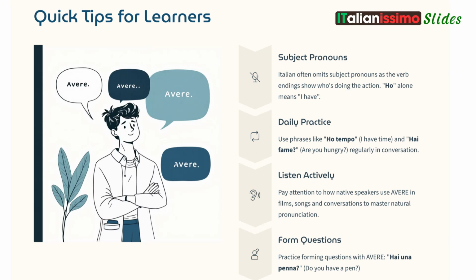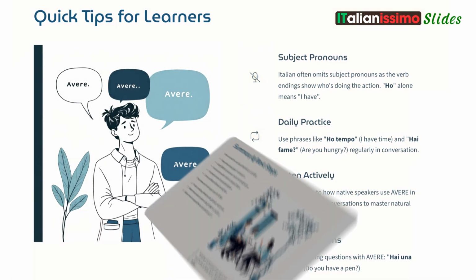Quick tips for learners. Subject pronouns. Italian often omits subject pronouns because verb endings show who's acting. Ho alone means I have. Daily practice. Use phrases like ho tempo, I have time, and hai fame, are you hungry, regularly. Listen actively. Pay attention to how native speakers use avere in films, songs, and conversations to master natural pronunciation. Form questions. Practice forming questions with avere. Hai una penna? Do you have a pen?